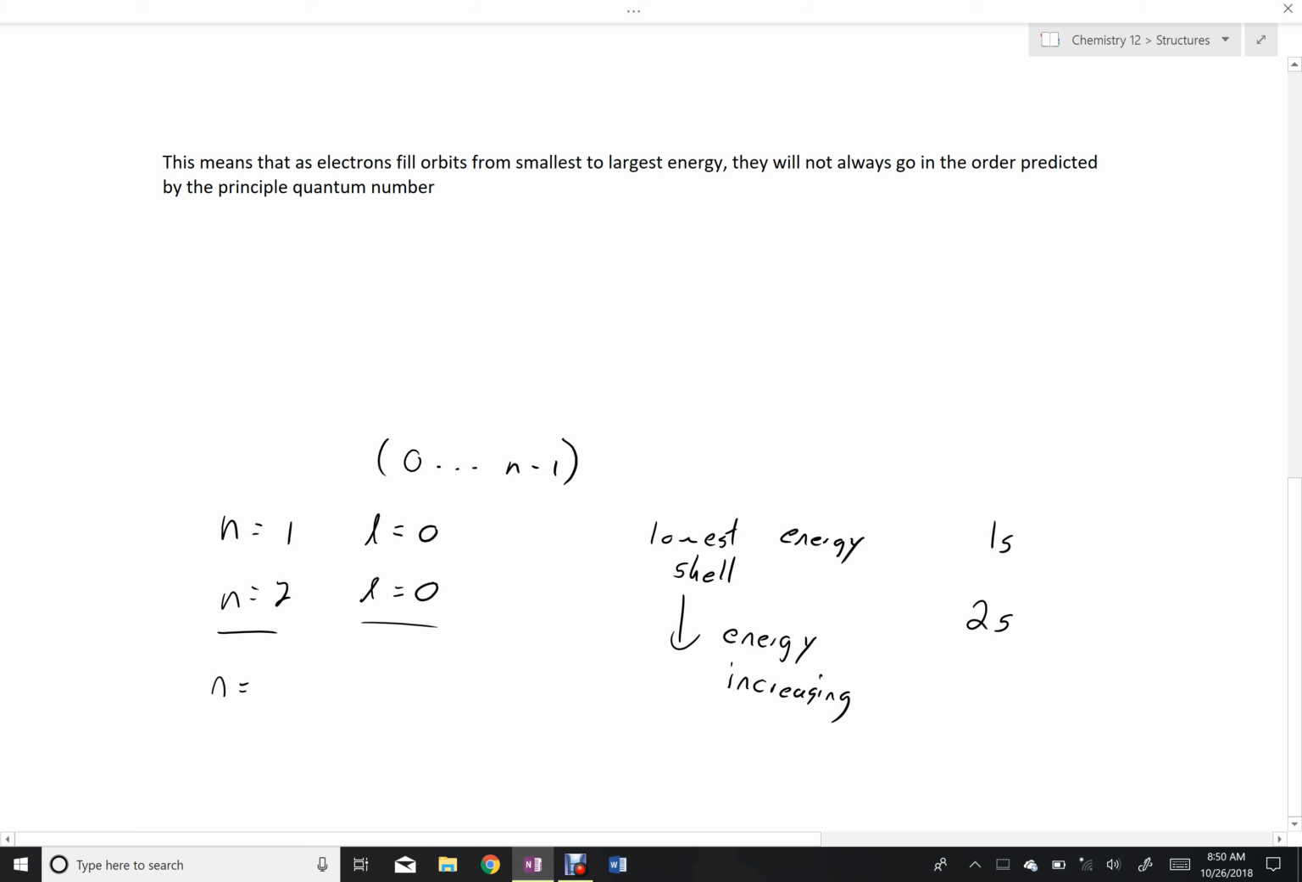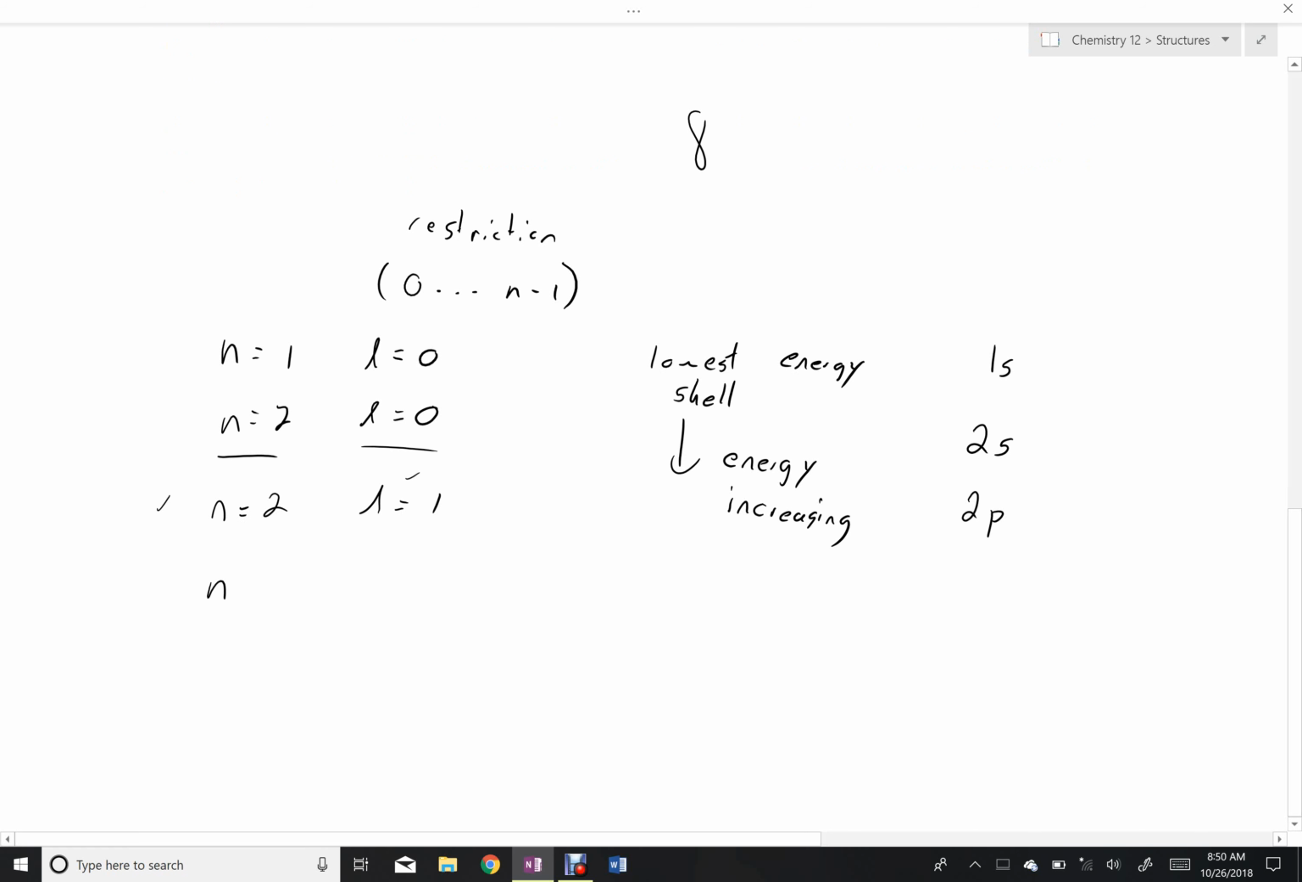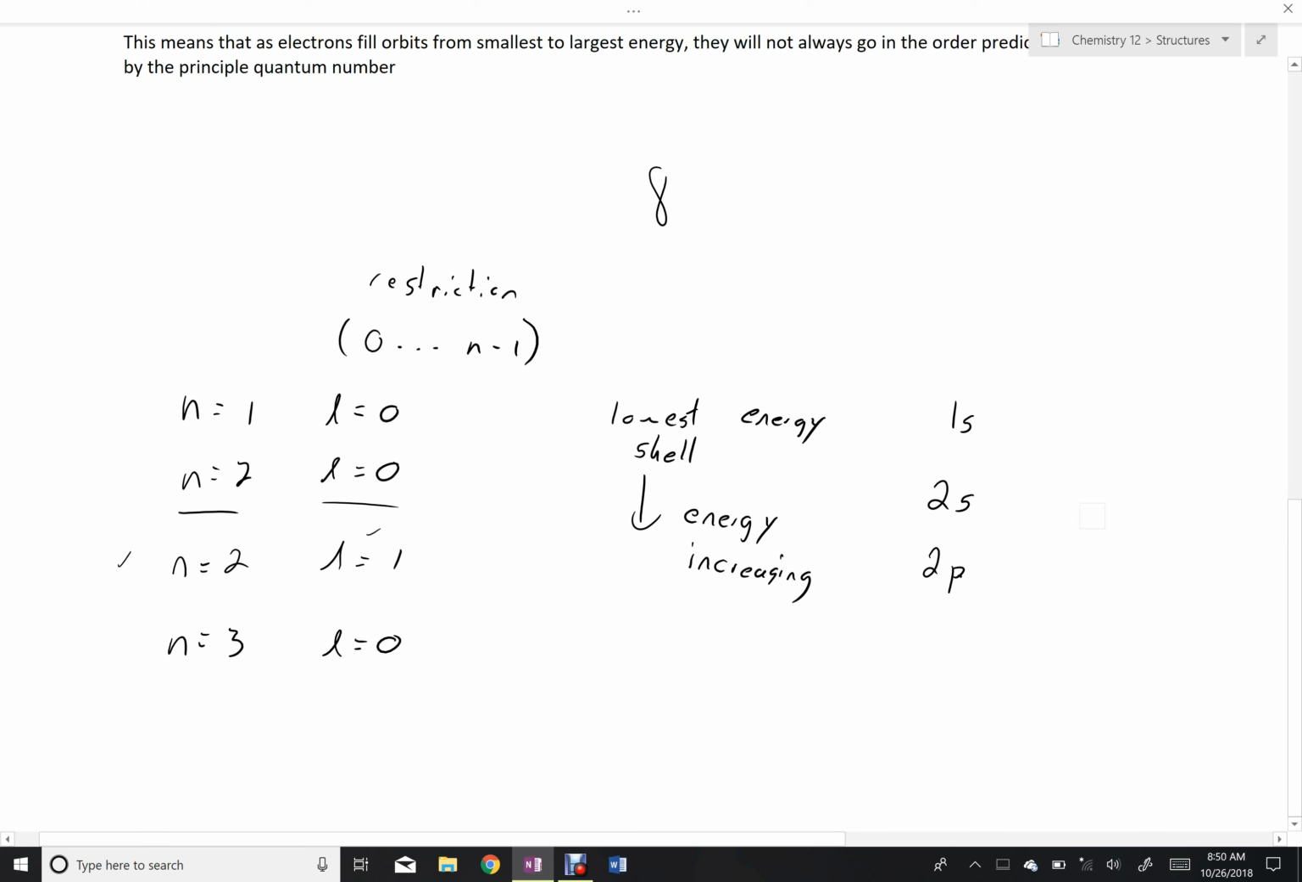If we go n equals 2, L equals 1, which is now allowed according to our restriction, or we say at the n equals 2 level, the shell is now big enough to take on the dumbbell shape. That has a slightly higher energy because now it has a bigger size and a little bit of spin. That's our 2p. N equals 3, L equals 0, has our next highest energy. It's a little bit bigger, but it's not spinning. So that's our next energy up, and that's our 3s shell.